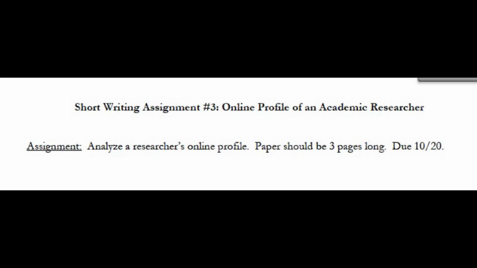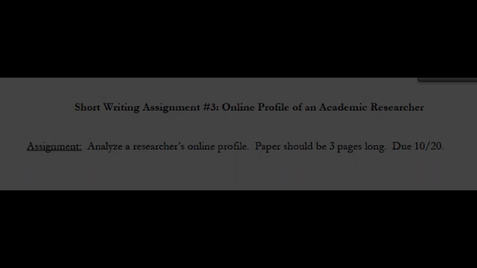Let's look at the first unelaborated writing assignment. Assignment: analyze a researcher's online profile. Paper should be 3 pages long, due 10/20. Students may interpret these instructions in a variety of ways. 3-page papers can have a variety of font sizes, spacing, and margin sizes, or be 2 pages and 3 lines. The due date is clear, but students have quite a bit of flexibility in terms of how they fulfill the requirements of the assignment.